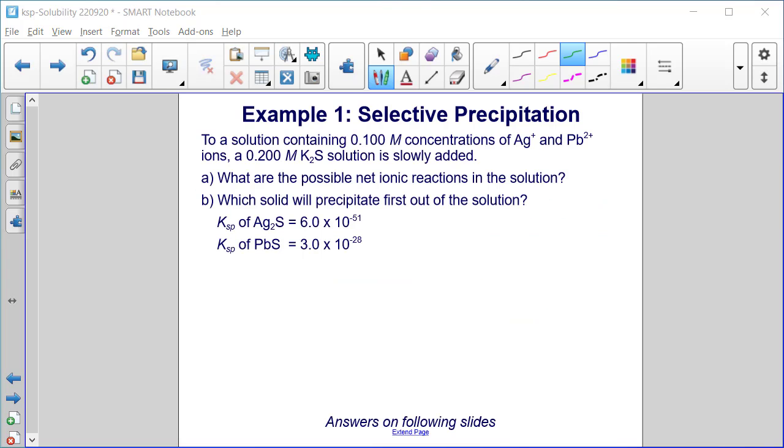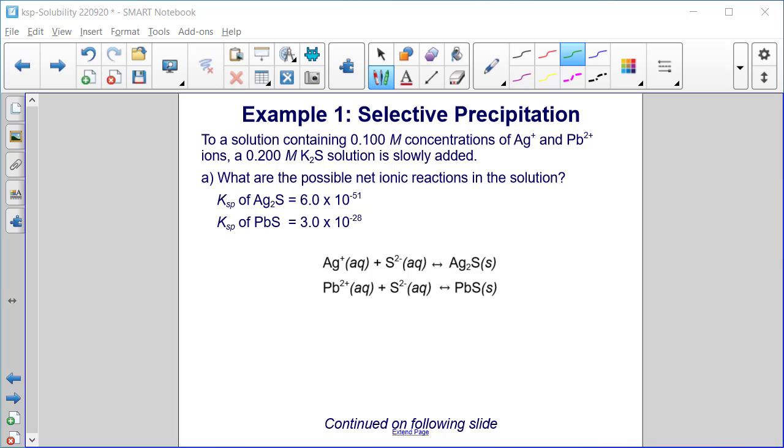Example 1, selective precipitation. To a solution containing 0.100 molar concentrations of silver and lead-2+ ions, a 0.200 molar K2S potassium sulfide solution is slowly added. A, what are the possible net ionic reactions in the solution? And B, which solid will precipitate first out of the solution, given the Ksp of silver sulfide is 6.0 times 10 to the minus 51, and the Ksp of lead-2 sulfide is 3.0 times 10 to the minus 28.